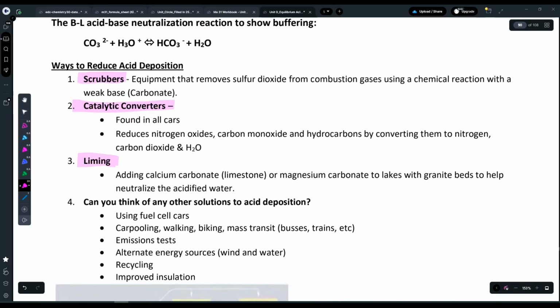Liming is a strategy that involves adding calcium carbonate, which is also known as limestone, or magnesium carbonate to lakes that have granite beds to help neutralize the acidified water so that all of the aquatic life doesn't die off. So lakes with granite beds, you're going to find those mostly in Ontario.